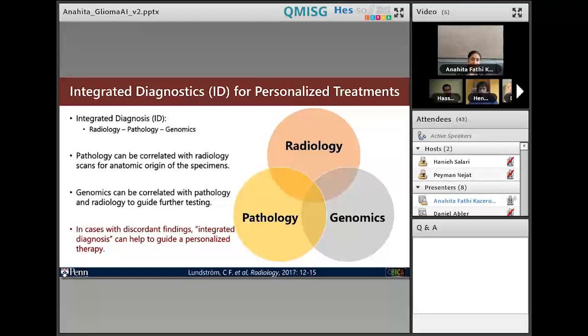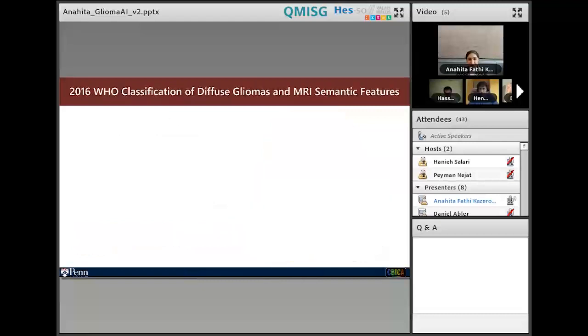So integrated diagnosis should be composed of radiology, pathology, and genomics, where pathology can be correlated with radiology scans for finding the anatomic origins of the specimens, and genomics can be correlated with pathology and radiology to guide further testing. If there is a discordant finding, integrated diagnostics could help to guide a personalized therapy. So let's say there's a finding in genomics that suggests that the tumor is not aggressive, but pathology and radiologists suggest that an aggressive course of treatment is needed. It means that probably the genetic sample has been contaminated with normal tissue, or there was tumor heterogeneity, or something else that has affected this discordant finding. But the therapy or personalized treatment should be guided by a combination of all of these methods.